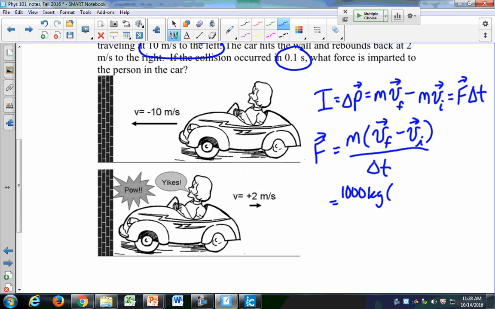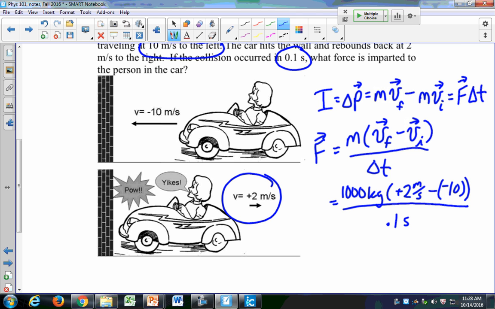Vf, that's my final, is going to be plus 2 meters per second, minus Vi, which is negative 10 meters per second, divided by my time, which is 0.1 seconds. And so that's going to be 12,000, because this becomes plus 10, 12 times 1,000, divided by 0.1, which is going to be 120,000 newtons.